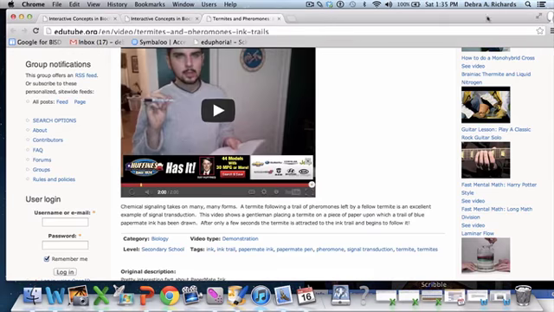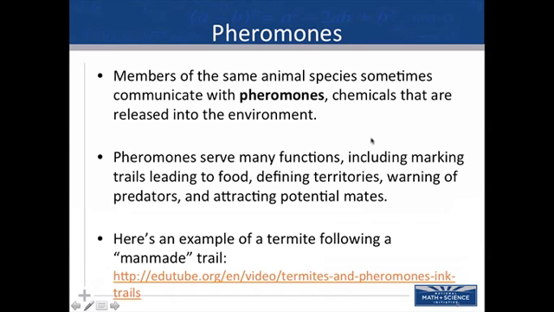All right, so we see a pretty interesting example of how organisms can detect chemical signals in their environment. So in this case, the example we just watched, the pheromone was being mimicked by the ink in that pen, and then the organism, in this case the termite, was able to detect it and track it as though it were a pheromone that was leading it perhaps to a food source or to a potential mate.